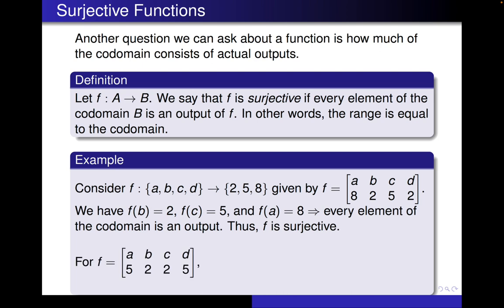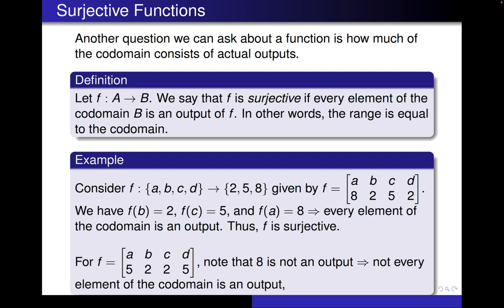However, if our F is instead with the same domain and codomain given by the following, A, B, C, D, with outputs 5, 2, 2, 5. Note that if you look at that bottom row, you don't see an 8 anywhere. So that means 8 is never an output of that function, which means not every element of the codomain is an output, and so F is not surjective.